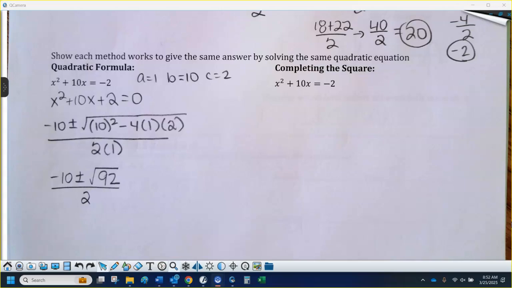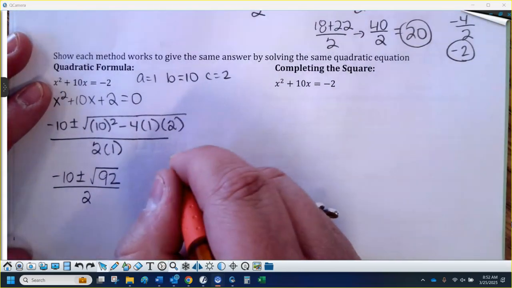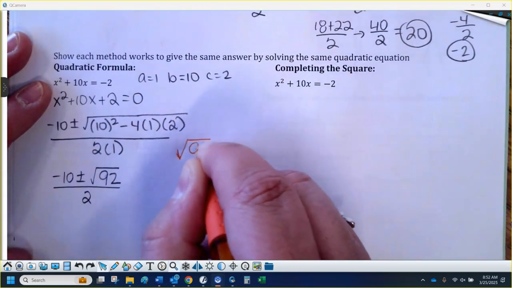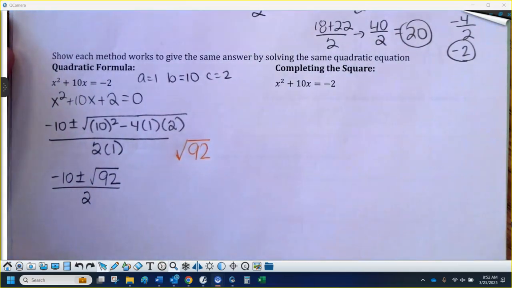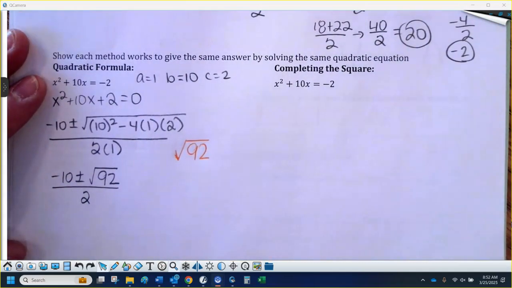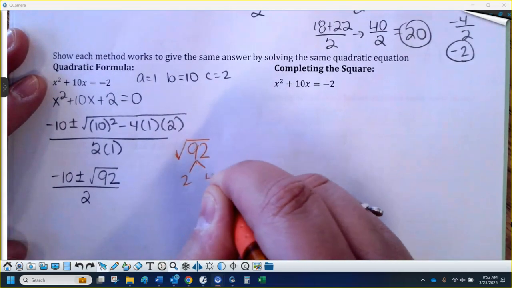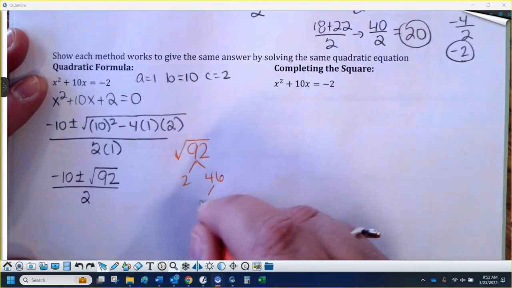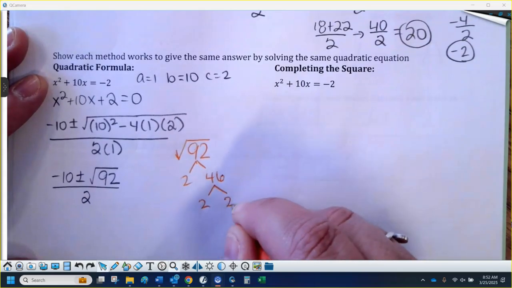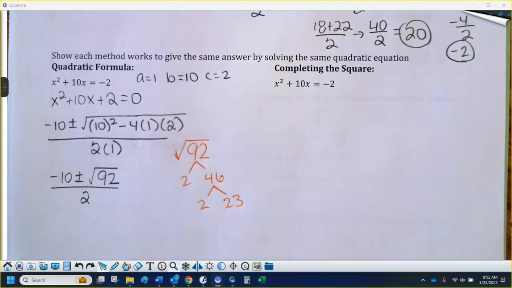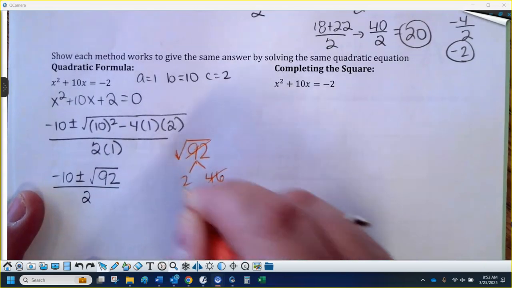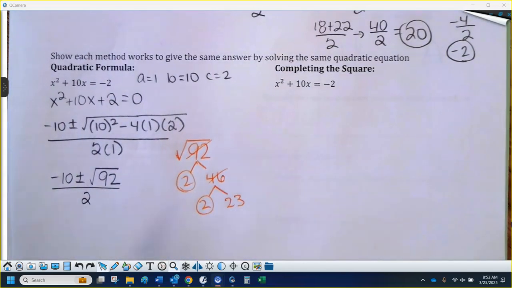Okay, 92 is not a perfect square, so we're going to have to see if we can break that down. So I'm going to see if I can steal a little bit of space here. I don't know off the top of my head. I know that's an even number. So I got 2 and 46. And then 46 is 2 and 23. And 23 doesn't break down. That's a prime number. So this is a really short factor tree. You do have, though, a pair of 2's, and then we have a 23.